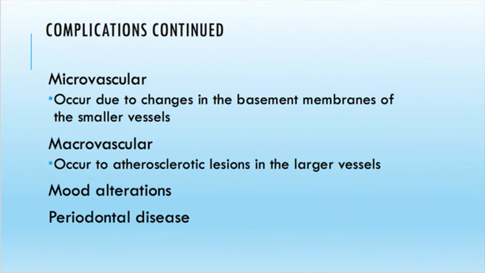Some more complications. You can have microvascular complications, so the small vessels. And this is going to be because of the change in the basement membrane of the smaller vessels. This can lead to things like diabetic retinopathy and diabetic nephropathy. Macrovascular, large vessels, occur because of atherosclerotic lesions. So things like coronary artery disease, hypertension, stroke, and peripheral vascular disease. People who are diabetic are also at risk for mood alterations.